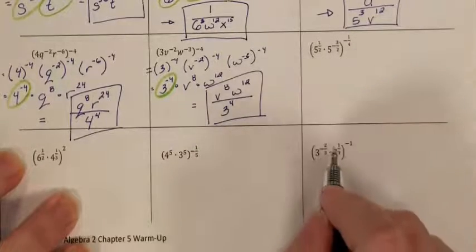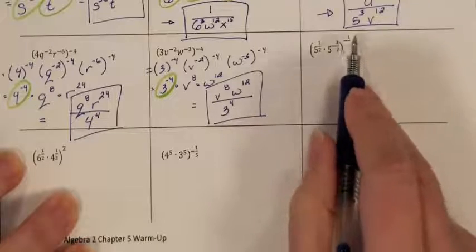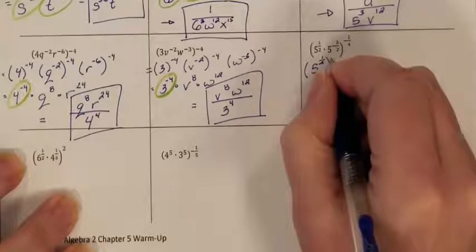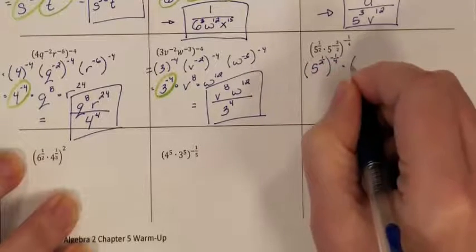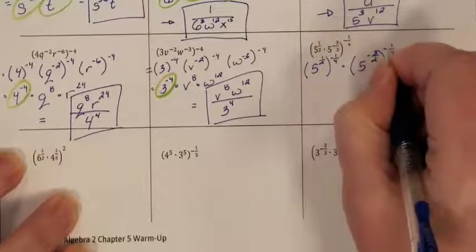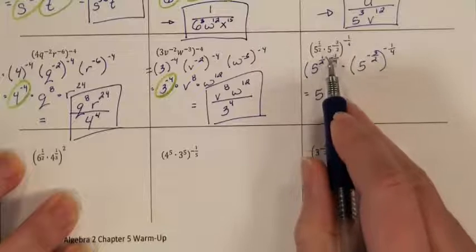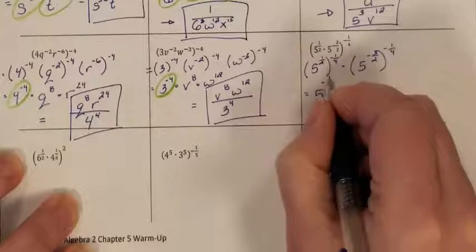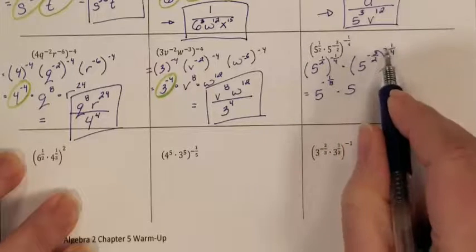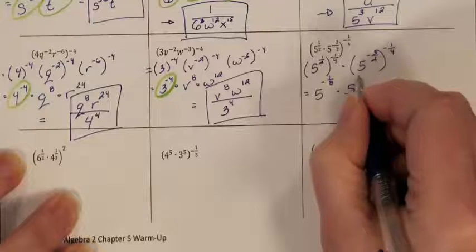Even though your exponents are fractions, you follow the same principles. Everybody on the inside of the parenthesis gets this exponent. So my 5 to the 1/2 gets the exponent negative 1/4, and this 5 to the negative 3/2 gets the exponent negative 1/4. So 5, you have 1/2 times a negative 1/4. I now have a negative 1/8. This 5, negative times a negative is a positive. 3/2 times 1/4 is 3/8.